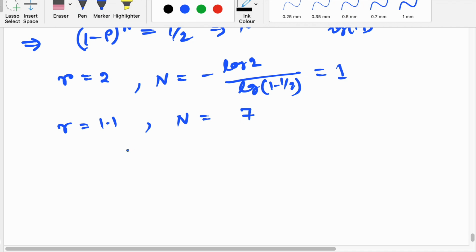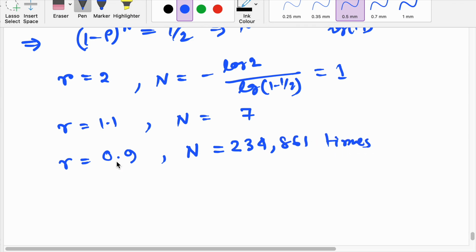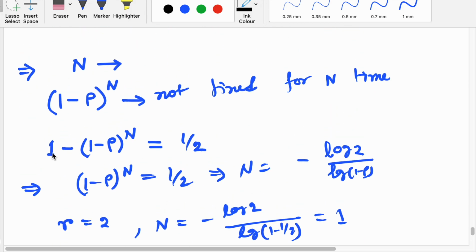And in place of this, if I say r is only 1% or 10% disadvantageous, that means r is 0.9, what is the number? You will find the number of n will be 234,861 times. So that many times a mutant should occur in the population if its fitness is lesser by only 10%, then it will have a half chance that it will fix. That is the thing that is shown here.